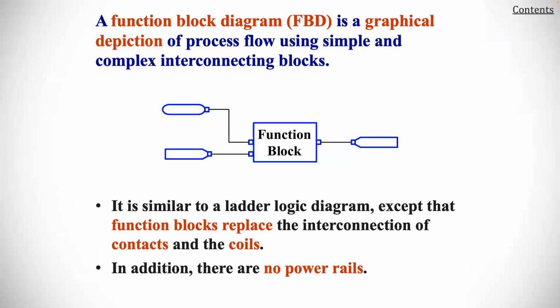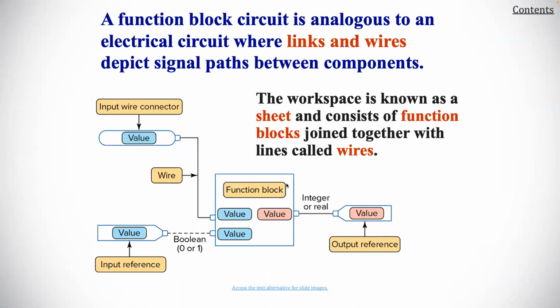And so here we're seeing some examples of what that might look like in a simple form. It is similar to a ladder logic diagram, except that function blocks replace the interconnections of the contacts and the coils. In addition, there are no power rails. Functional block circuit is analogous to electrical circuit, where limits and wires depict signal paths between components. The workspace is known as a sheet, and it consists of function blocks joined together with lines called wires.